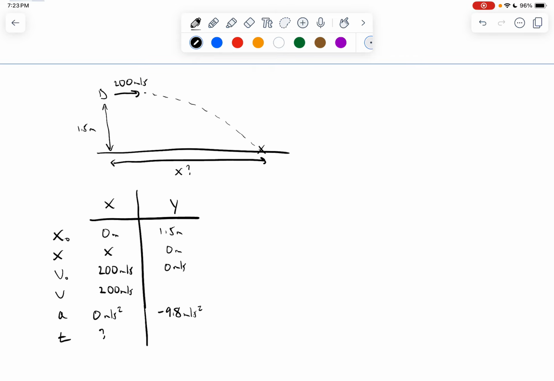I really don't know what that is, because we do not know how long we're going to be in the air just yet. So time, just like in the x direction, is going to be unknown in the y direction as well. So the first thing we're going to have to do here is solve for the time it's going to take the bullet to hit the ground.